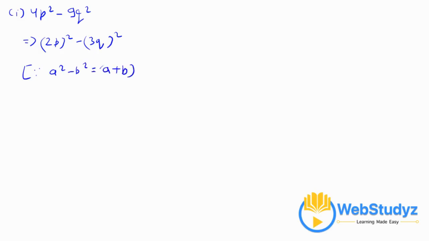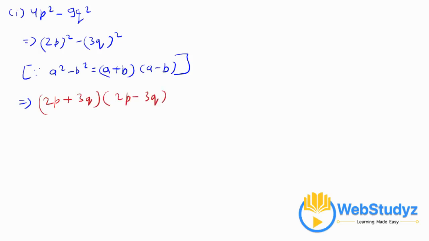In first we have 4p square minus 9q square. We can write this as 2p whole square minus 3q whole square. This is making an identity of a square minus b square, which is equal to a plus b into a minus b. So we can write this as 2p plus 3q into 2p minus 3q.